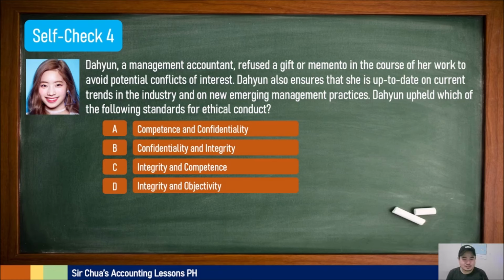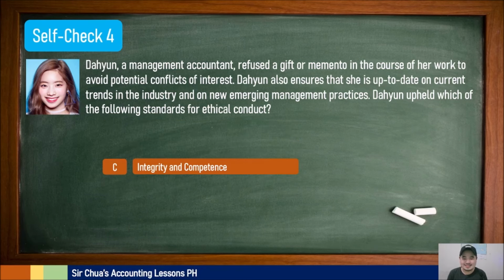The correct answer is letter C, integrity and competence. Paano po naging integrity? Hindi po siya nag-accept ng gift that would affect her work as a management accountant, and ina-avoid niya nga yung ganung pangyayari to avoid potential conflicts of interest. So that's integrity.